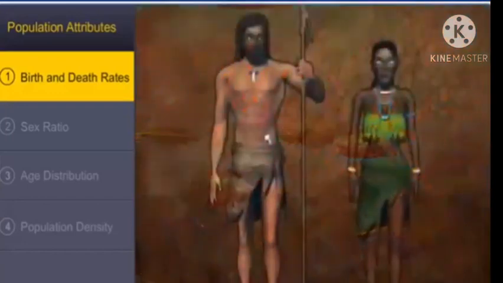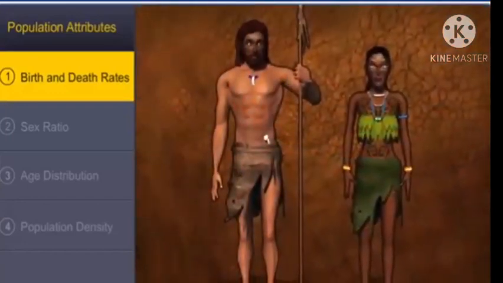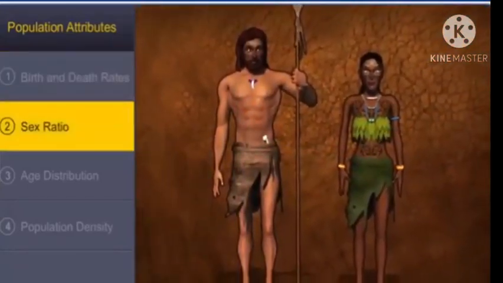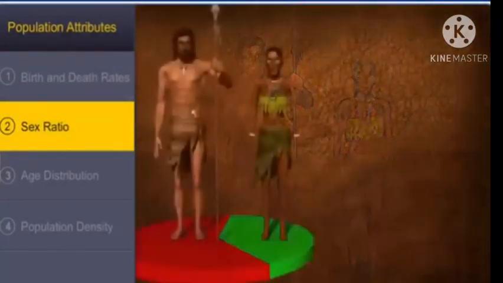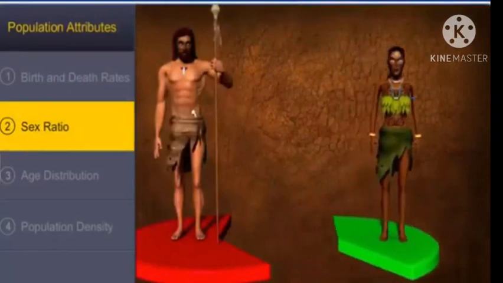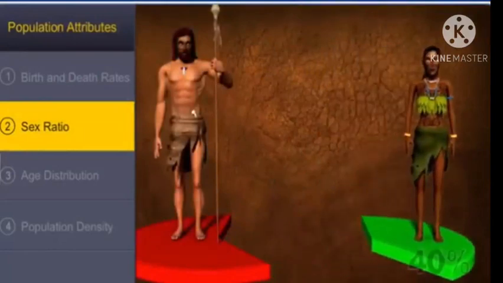Apart from birth and death rates, another important attribute of a population is sex ratio. For example, in this tribe, 40% of the population are females and 60% are males.